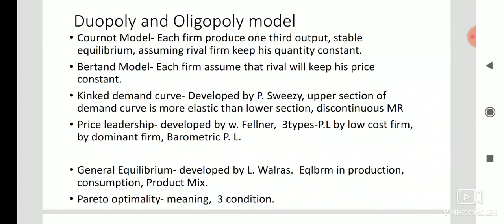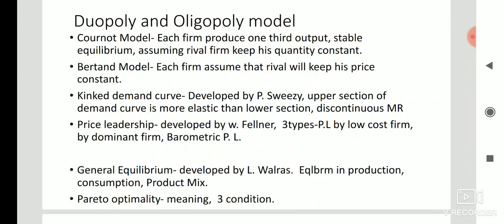If it comes to duopoly or oligopoly models, then the Cournot model, the earliest duopoly model, was developed in the year 1838 by the French economist Augustin Cournot. Most of the time a question comes from the Cournot model: there are two producers, and each producer will produce 1/3 of the output, and together they produce 2/3 of the total output.